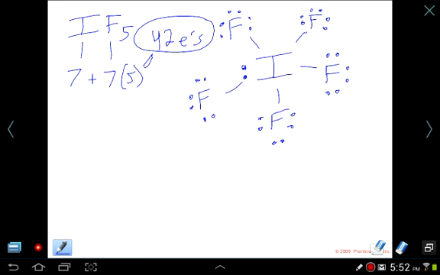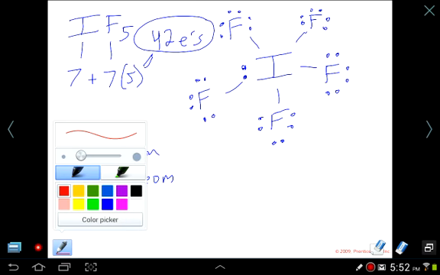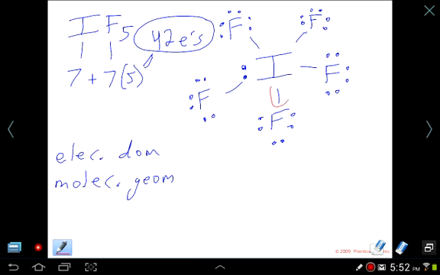It being a big atom, further down the periodic table, it can handle this many electron domains. So let's take again a look at the electron domain geometry, and then we'll take a look at the molecular geometry. The electron domain geometry is based on simply how many electron domains we have. 1, 2, 3, 4, 5, 6. That corresponds to octahedral.